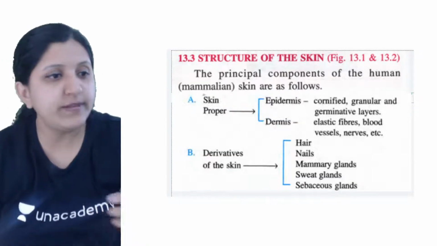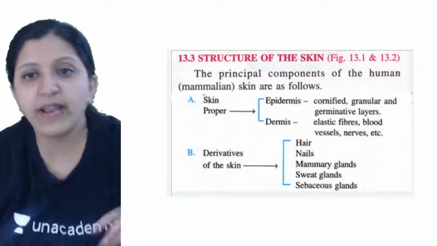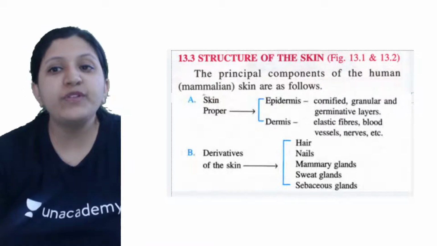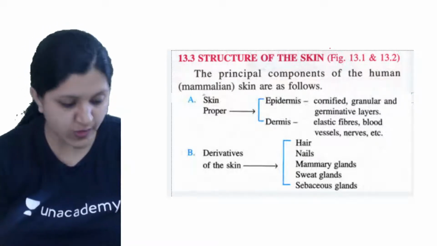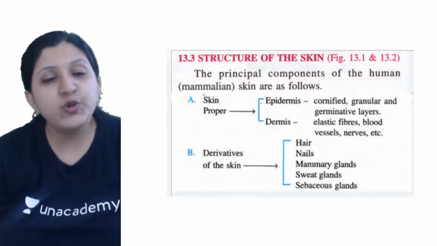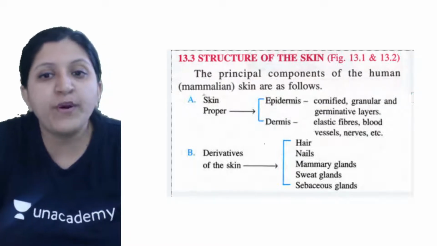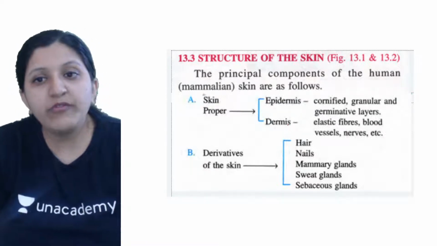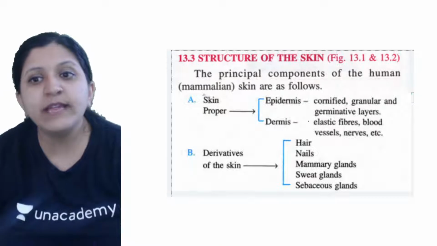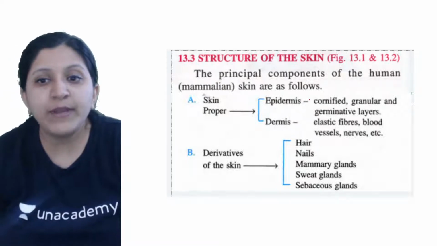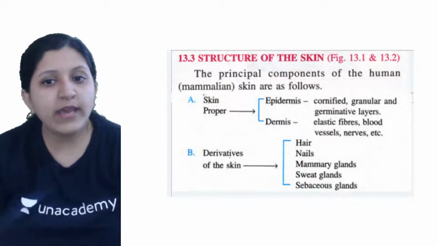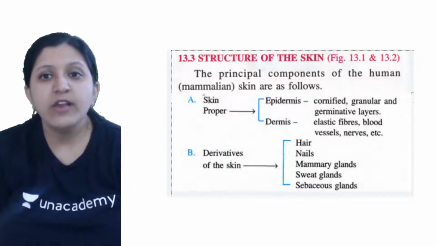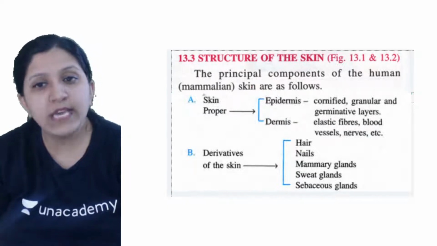Okay, moving on to the next one. The structure of the skin. The principal components of the human skin are as follows. There is the skin proper, and then there are derivatives of the skin. When we mention skin proper, there is an epidermis and a dermis. The derivatives of the skin we are not going to discuss in today's session. I'm just going to discuss the skin proper.